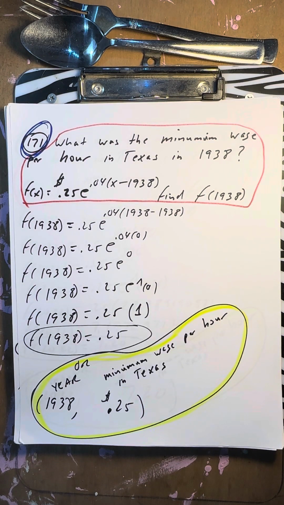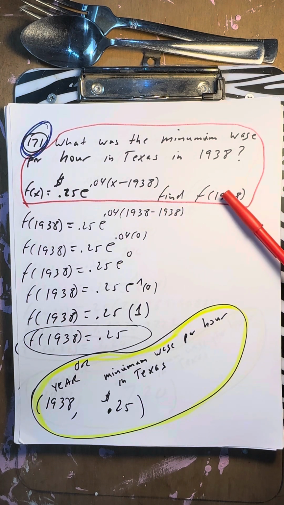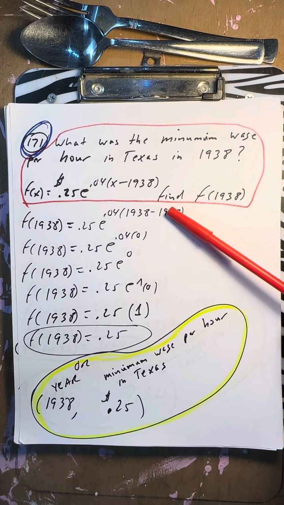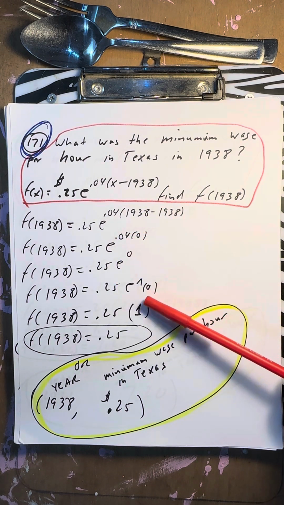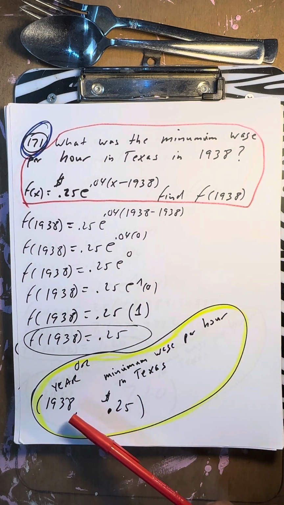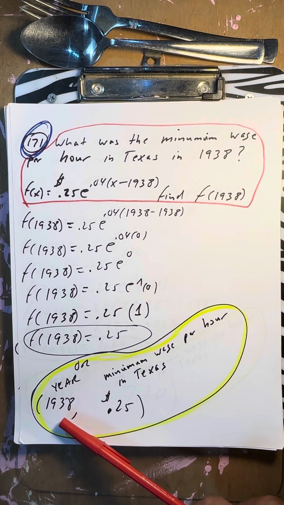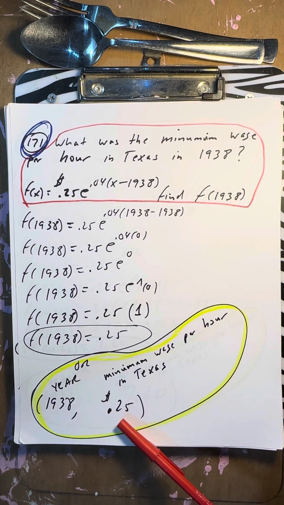What was the minimum wage per hour in Texas in 1938? Here's our function. I'm going to put f of 1938 in there. 1938 minus 1938 is 0. That's going to be 0. E to the 0 is 1. So 1 times that is 0.25. What that tells me is that in the year 1938, the minimum wage per hour in Texas was 25 cents an hour. So now you work 1 hour, you get 25 cents, 25 cents every hour.